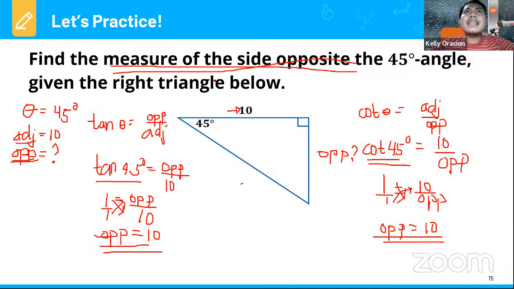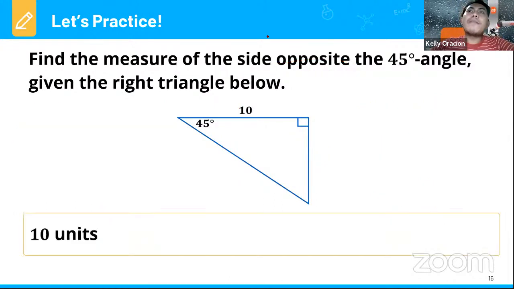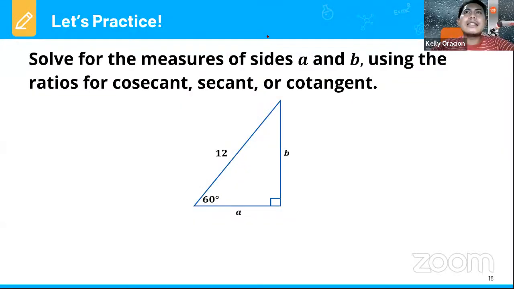Okay. I think we need to proceed to the practice test. I want you to answer this one. The question is, find the sides A and B using cosecant or secant or cotangent. Again, you need to find the sides A and B using cosecant, secant, or cotangent. Okay? Sige, so I will give you time. This time, it's the practice test. You are going to solve it by your own. Then kindly chat your answer, the value of A and B.